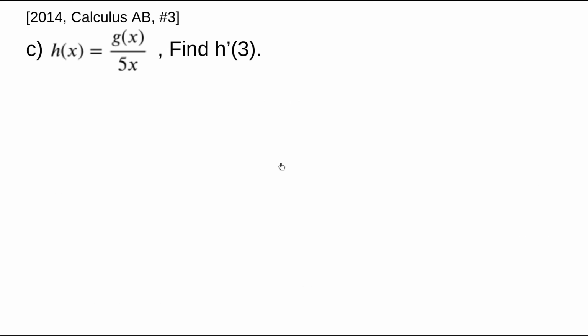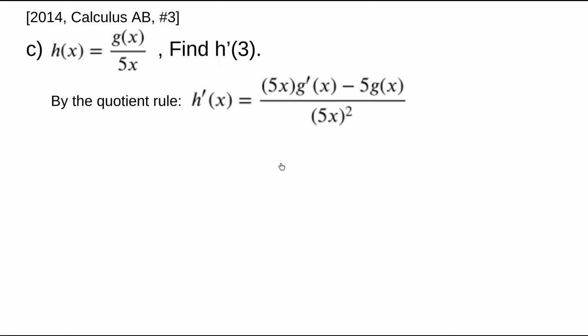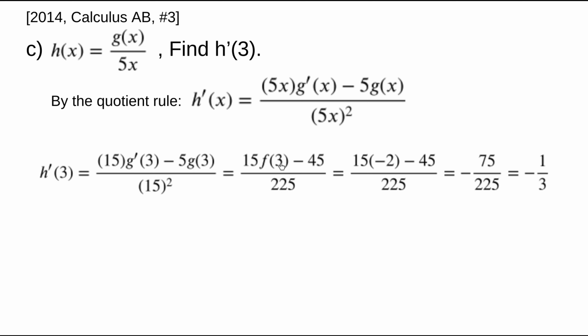In part C of this question, we are defining a function h to be g of x divided by 5x, and then we are asked to find h prime of 3. Since h is defined as a quotient, we can apply the quotient rule to come up with a generic rule for h prime of x. If we do that, h prime of x will be 5x times g prime of x minus 5 times g of x, all over 5x quantity squared. And so if I want to find h prime of 3, I can just substitute 3's into everything. We get 15 times g prime of 3 minus 5 times g of 3, all over 15 squared.